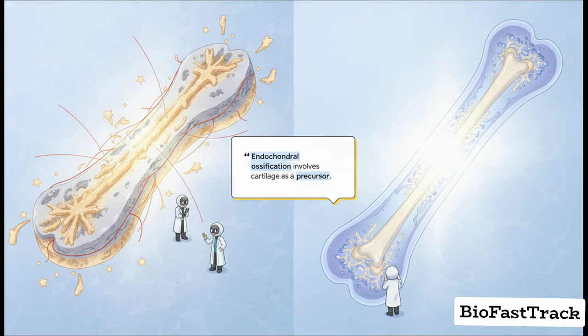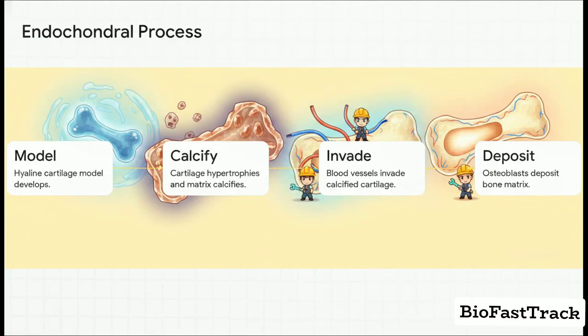Intramembranous ossification is basically the direct laying down of bone right into primitive connective tissue. This is exactly how flat bones, like your skull, get formed. But endochondral ossification is totally different. It strictly requires a pre-existing hyaline cartilage model to act as a template before any bone can actually be built. For long bones, the ones in your arms and legs, this 4-step endochondral process is essential.